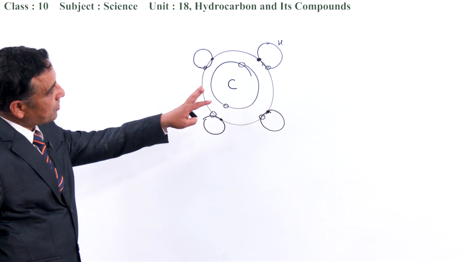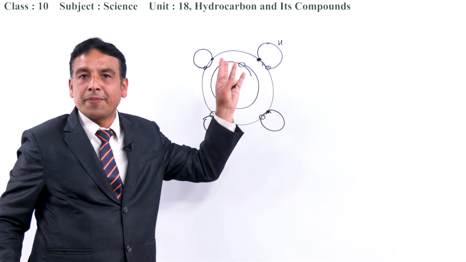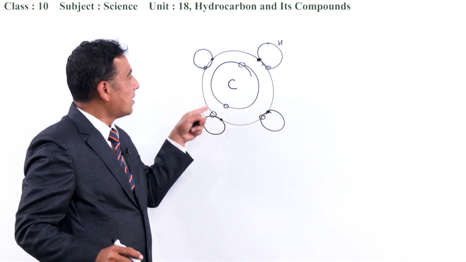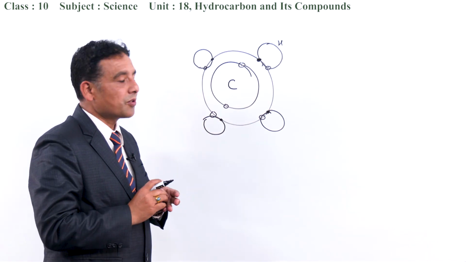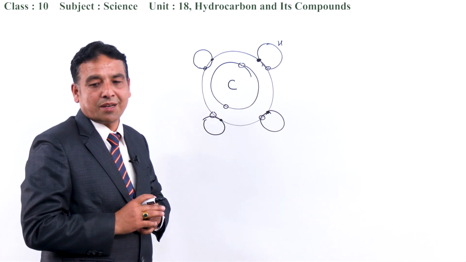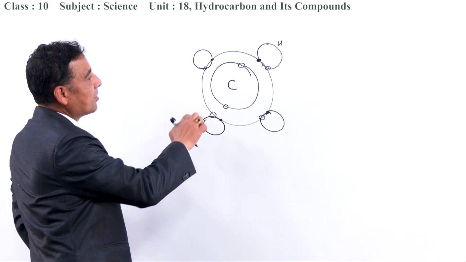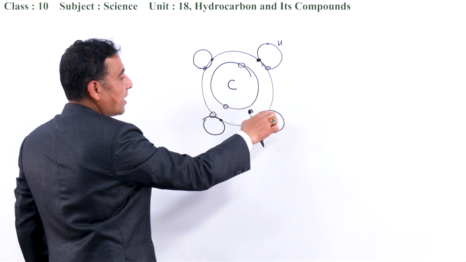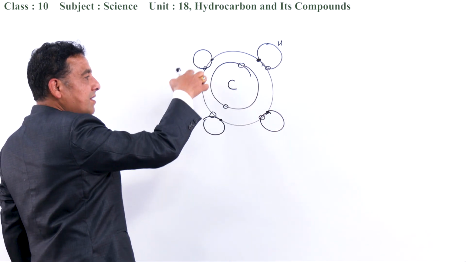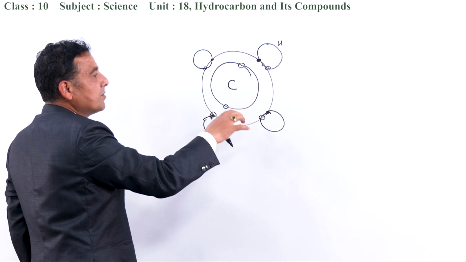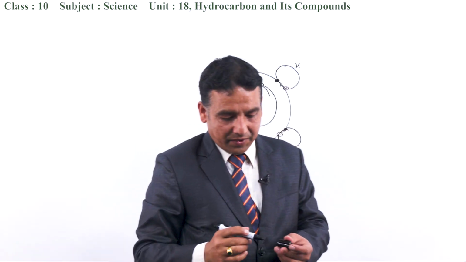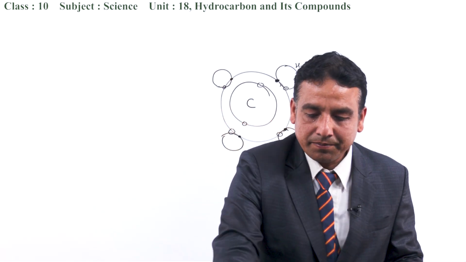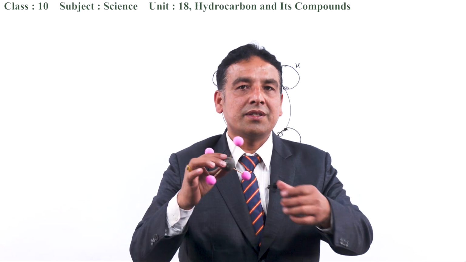The black spots indicate the electrons present in the hydrogen, and the white balls indicate the electrons present in the valence shell of the carbon. Altogether, if you count 1, 2, 3, 4, 5, 6, 7, 8, in the valence shell of carbon there are 8 electrons, and in hydrogen there are 2 electrons. This is the model of methane. So this is all about methane.